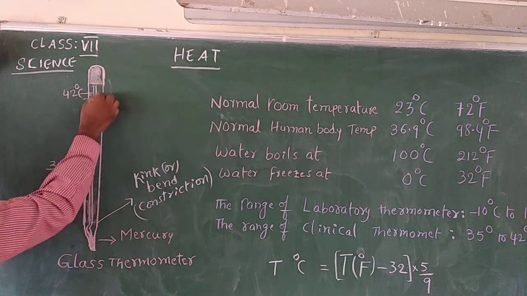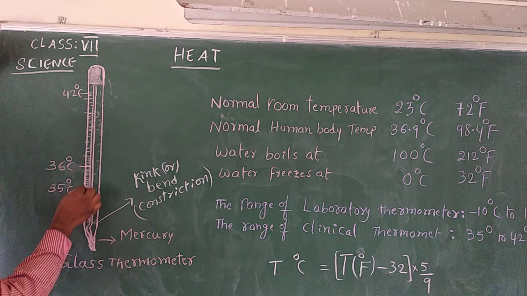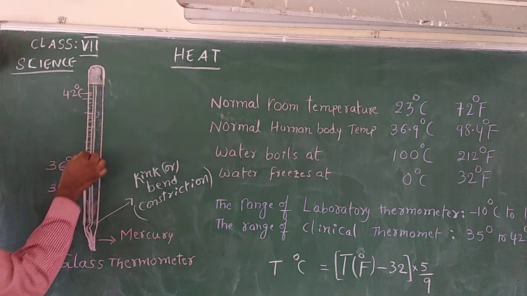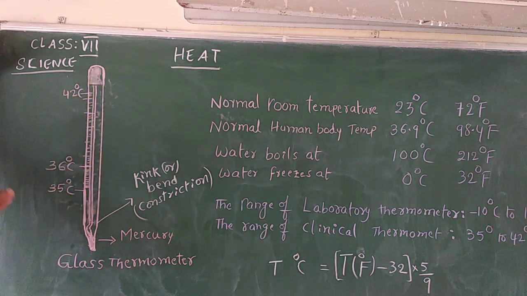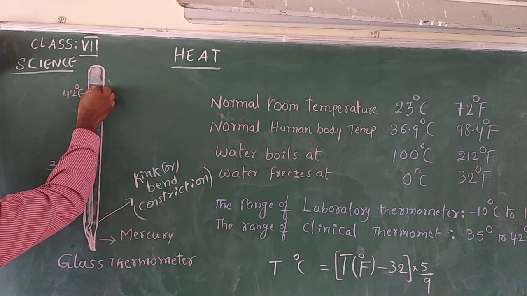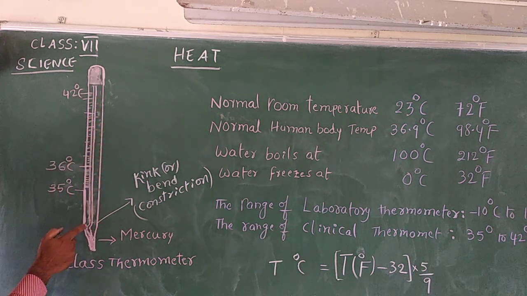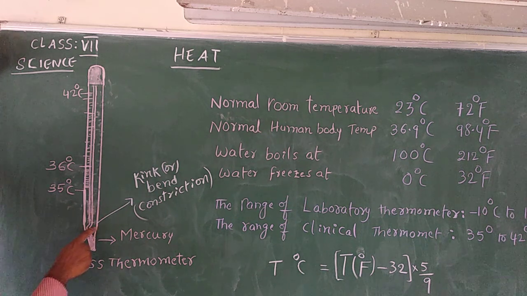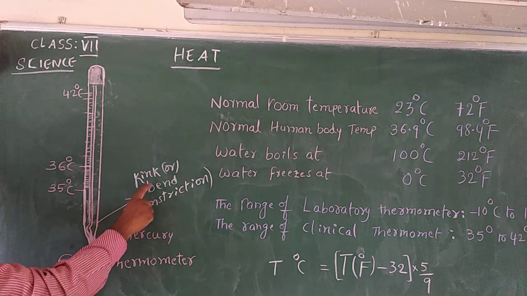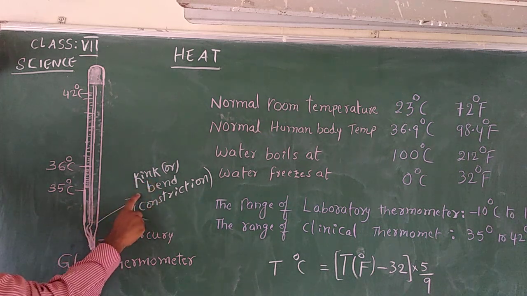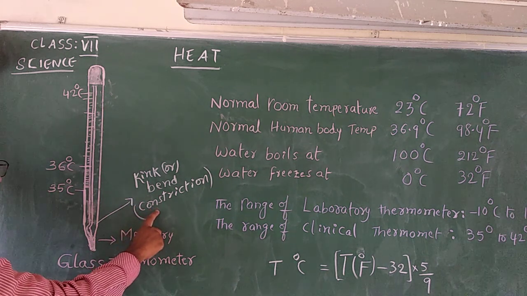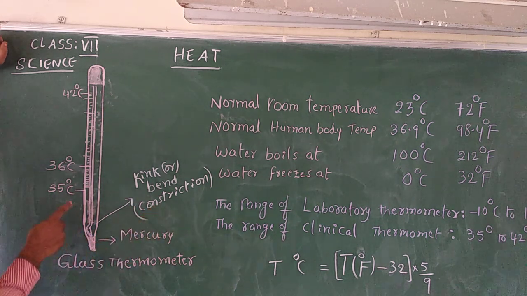Inside, one more glass capillary tube is there, like how a refill is present in a pen. Like that, one more capillary tube is present in the glass tube. Here, one small kink or bend we can notice in the glass thermometer. That is called a kink or bend. This is also called a constriction.